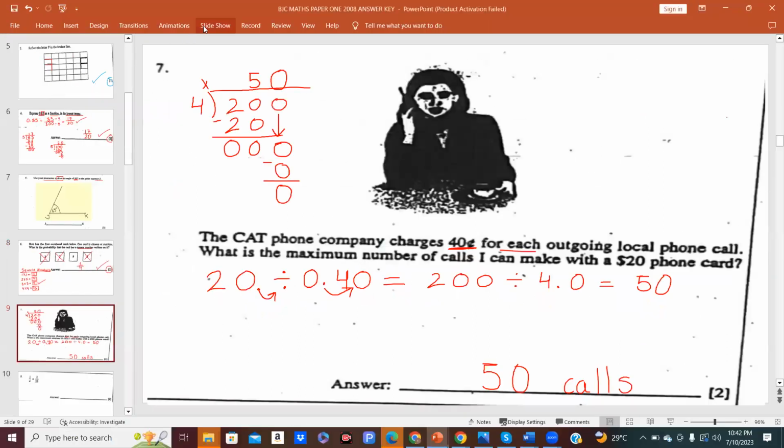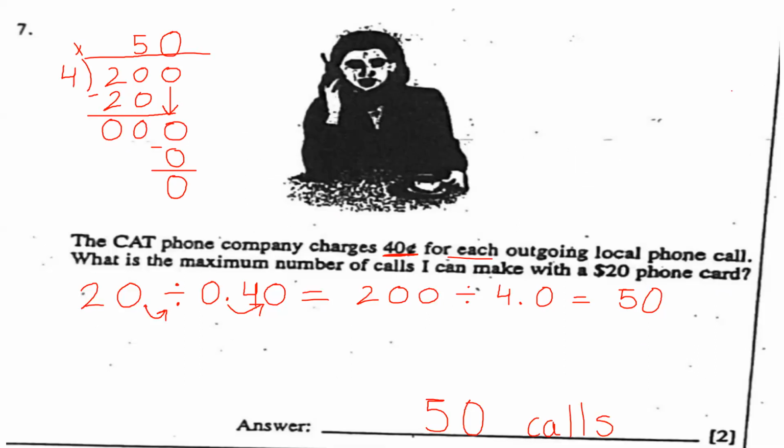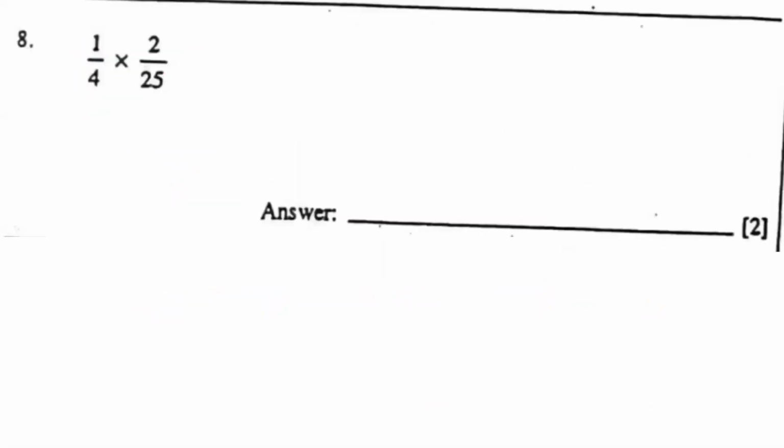So let's move over to question number 8. In question number 8, we're dealing with fractions. We have 1 over 4 multiplied by 2 over 25. Again, 1 over 4 multiplied by 2 over 25. All right, so let's multiply.